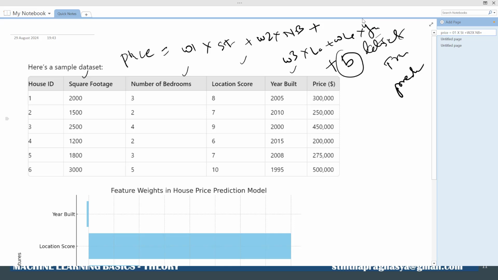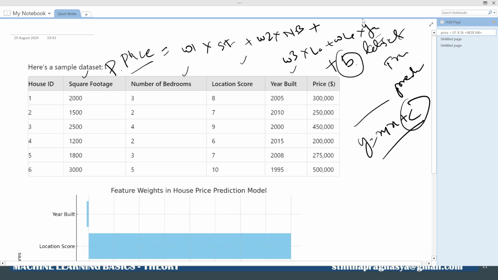If you have ever seen a straight line, what is the equation? Mx plus c, right? I hope you remember it. So this is the intercept. Same thing. Here B is the bias term or intercept. The algorithm automatically adjusts these weights during training to minimize the difference between the predicted prices and the actual prices.